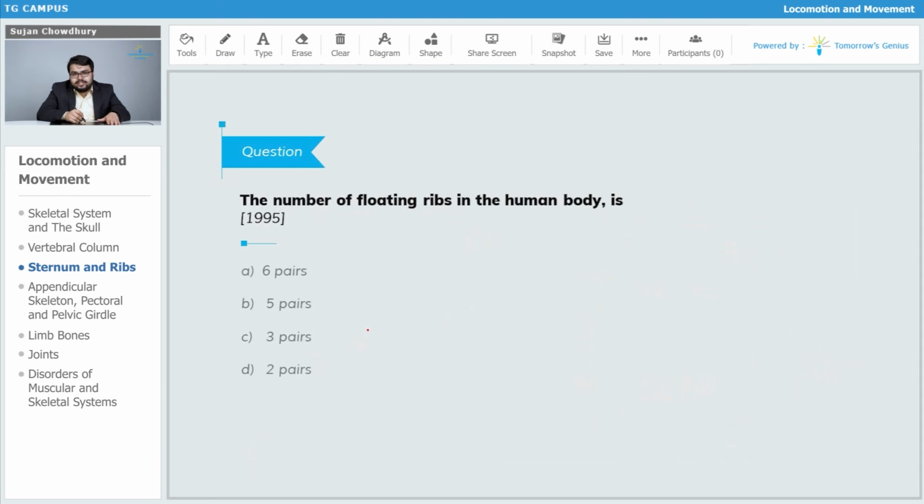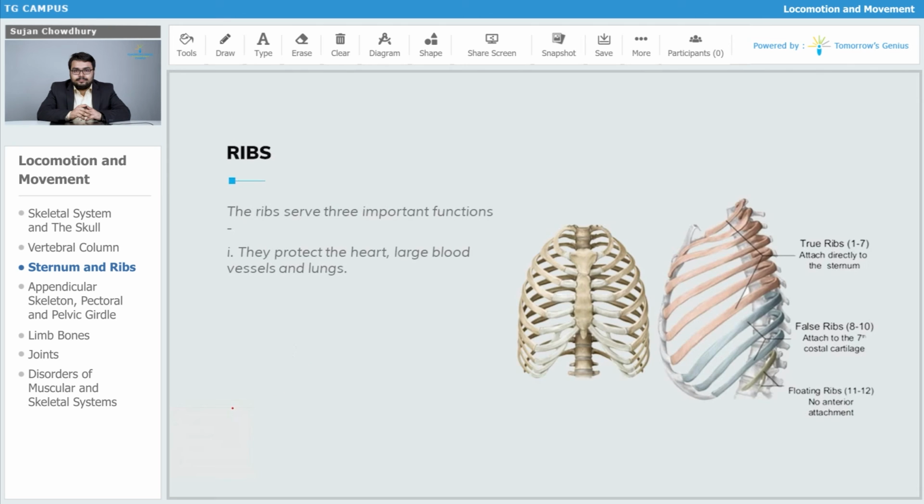So here is an interesting question based on what we have just discussed. The question is, the number of floating ribs in the human body is how many? Yes, I think you have got your answer, and that is definitely two pairs. Let us continue to talk about the ribs.